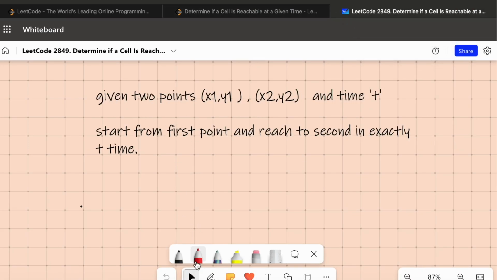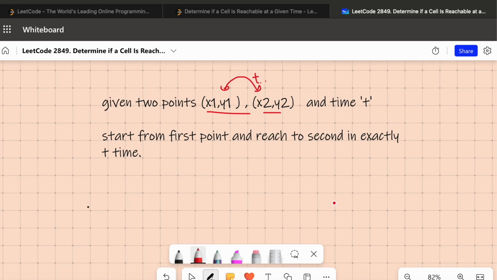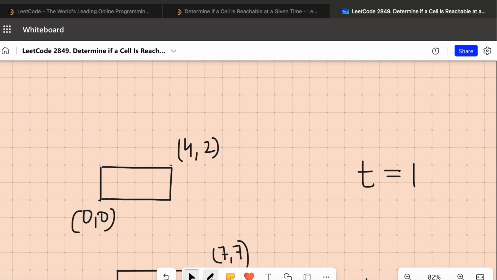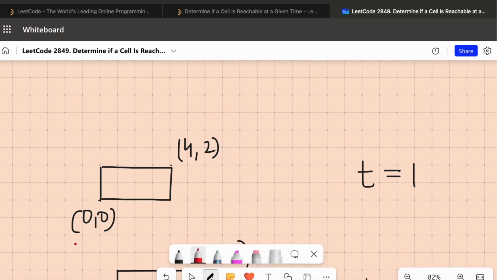Here we are given 2 points, x1 y1 and x2 y2, and we have to reach from the starting position to the ending position in t time. Okay, with an example, let's say our starting point is 0 0 and the ending point is 4 and 2.